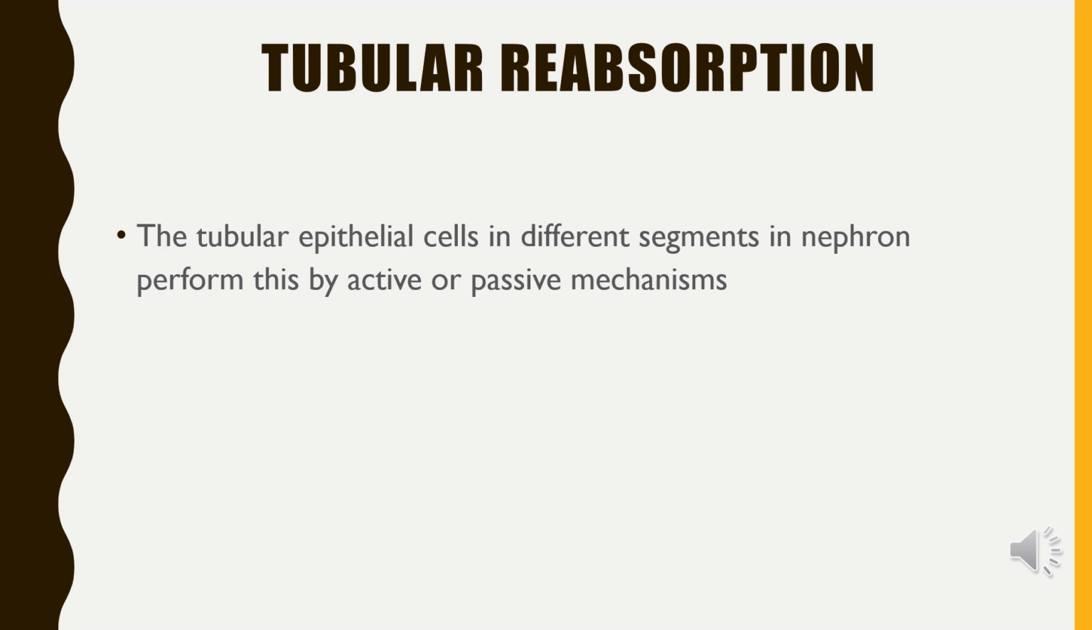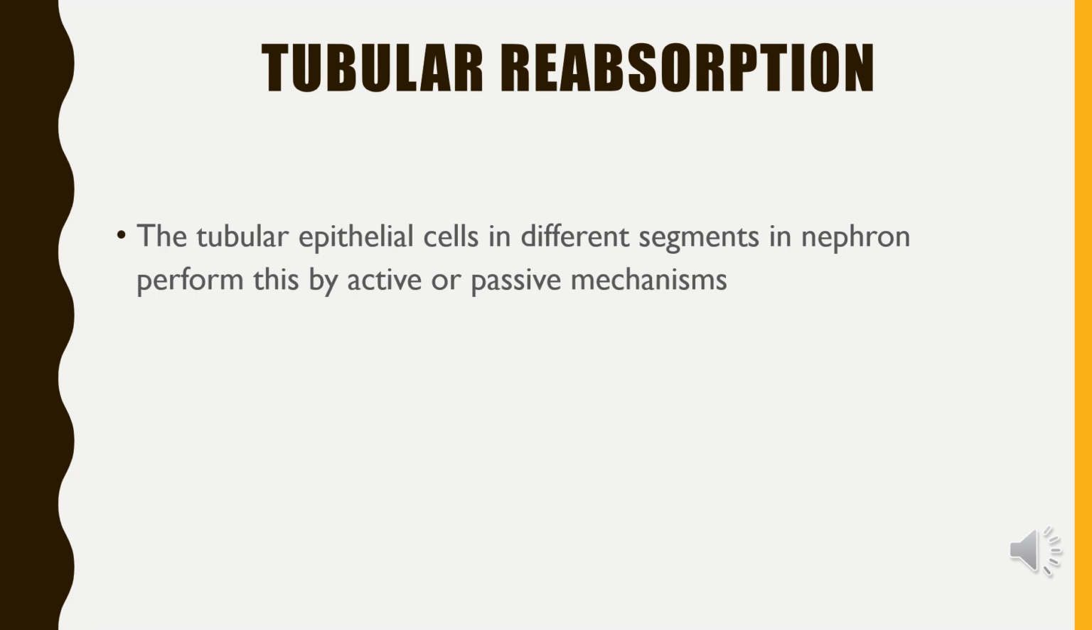Now notice that the volume of filtrate formed per day, as I told you in the previous slide, is 180 liters per day. Compare that with the urine released, which is approximately 1.5 to 2 liters. This suggests that nearly 99% of the filtrate has to be reabsorbed by the renal tubules. So this process is reabsorption.